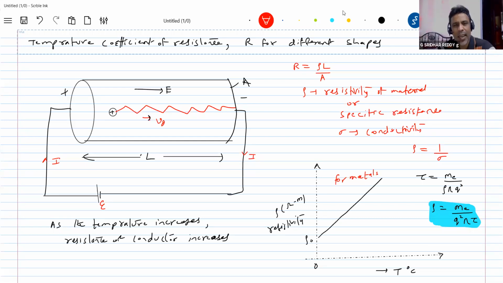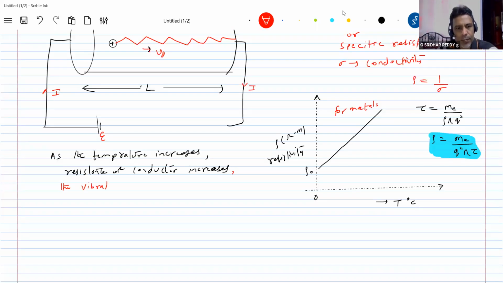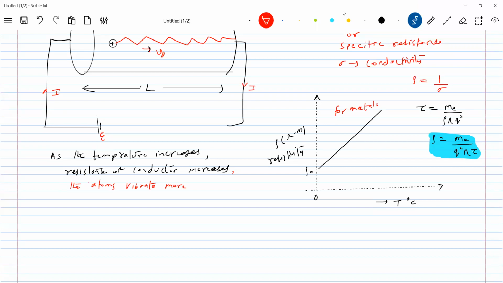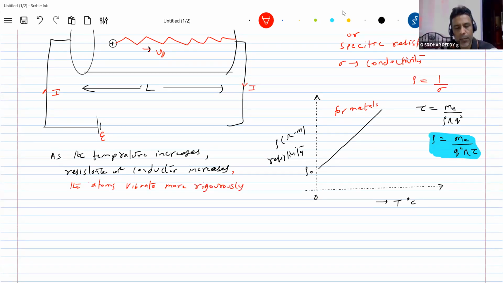So at atomic level, what happens as temperature increases, resistance of conductor increases. What is the reason there? What actually happens? The vibration of the atoms vibrate more rigorously about their respective mean positions. This is the one thing, so we'll write. Note, let me write it so that you can make observation. The atoms vibrate more rigorously about their respective mean position.